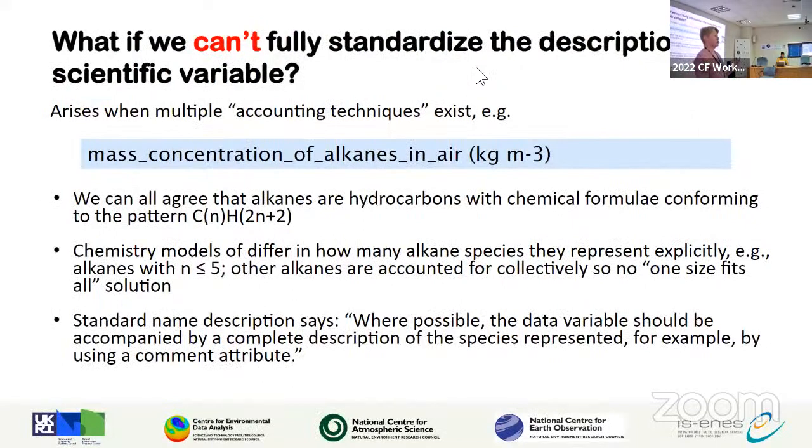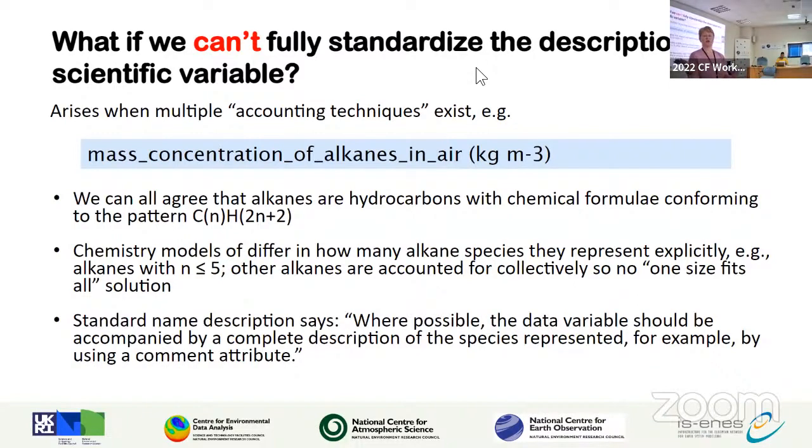Then there are some things that we can't necessarily separate out. What if we can't fully standardize the description of a scientific variable? I've got an example here. There are some things where the scientists who are producing the data don't completely agree, or they're running different models, or they've got different observing methods, and the results aren't completely standard from one group to another.